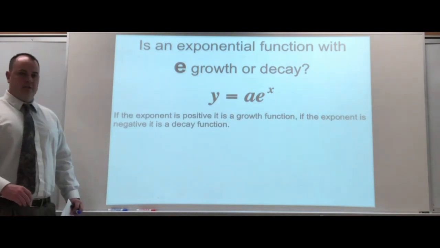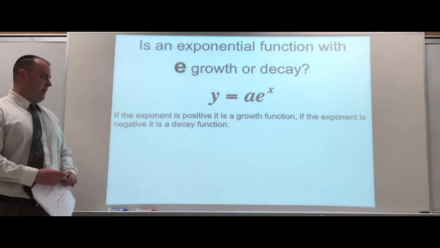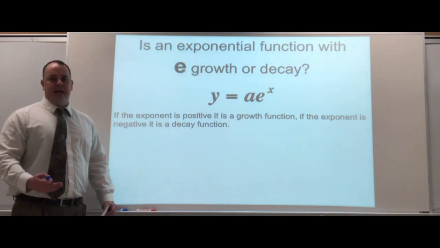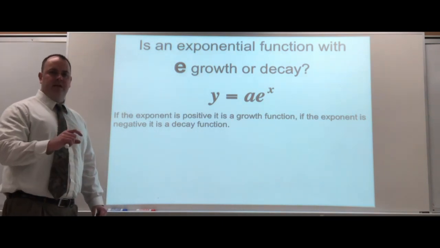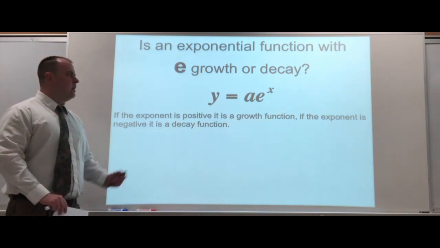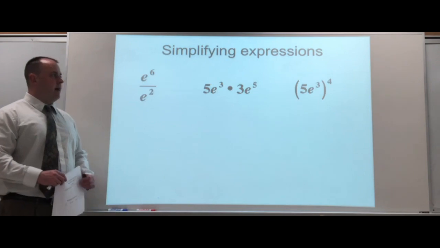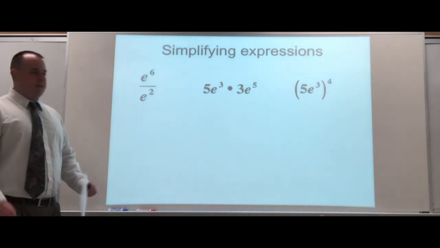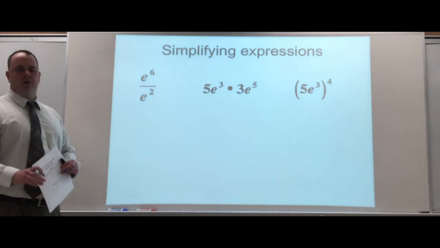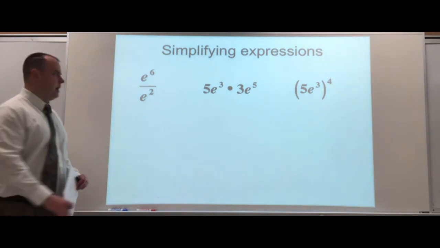If the exponent is positive, it's considered growth. If the exponent is negative, it's considered decay. So looking at the function, see if there's an e for the b value, and if there is, you have to go to the exponent. When it comes to simplifying values with e involved, this is just like any other variable. Do the exponent properties.